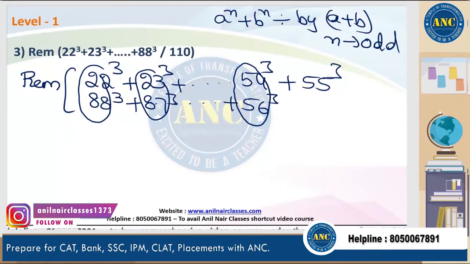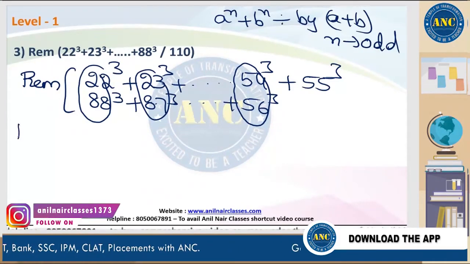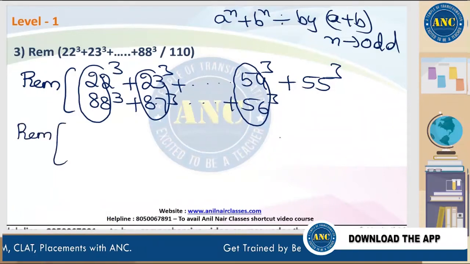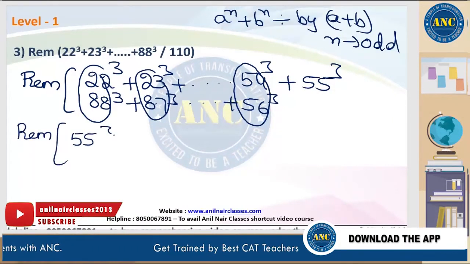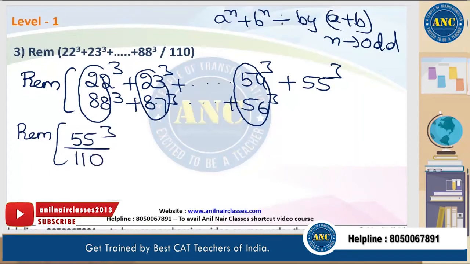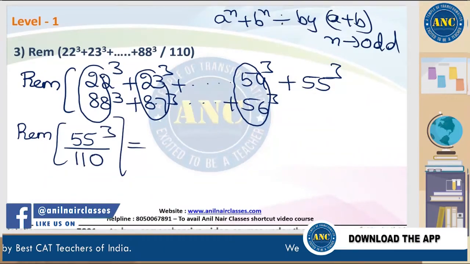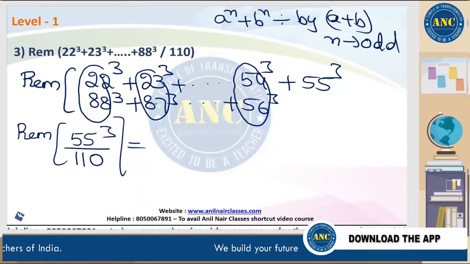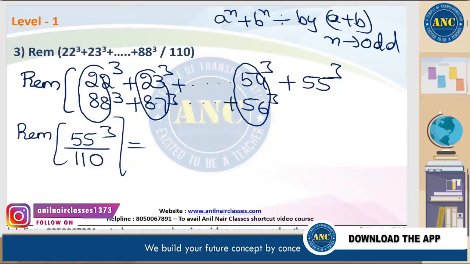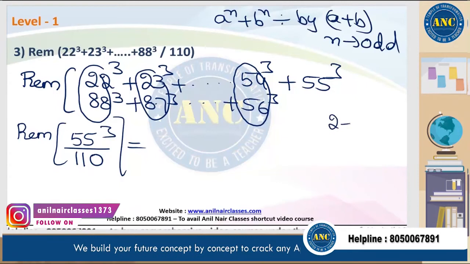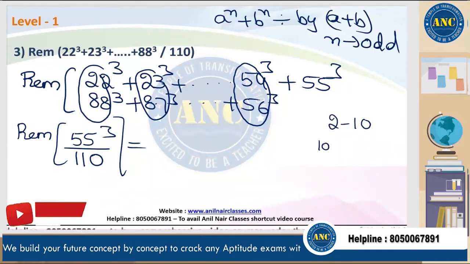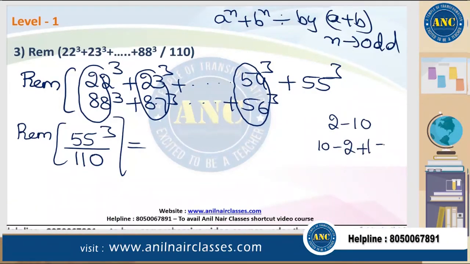So the remaining value is 55 cube, 55 cube divided by 110. By this time you should have understood. Now see here, 55 cube divided by 110. Think logically. From 22 to 88, how many numbers are there? From 2 to 10, it is nothing but 10 minus 2 plus 1. 10 minus 2 is 8, 8 plus 1 is 9.